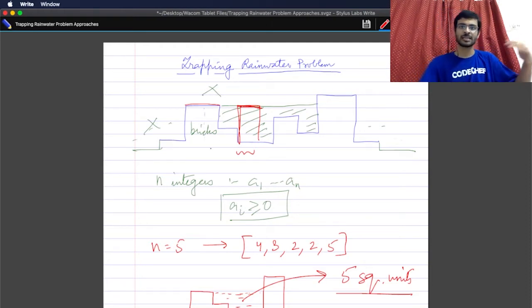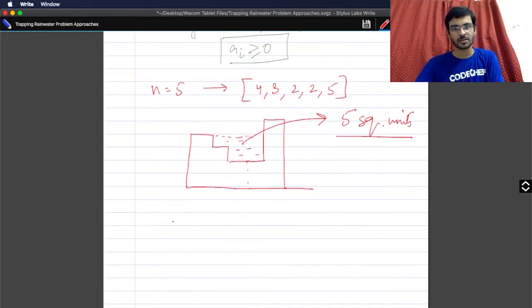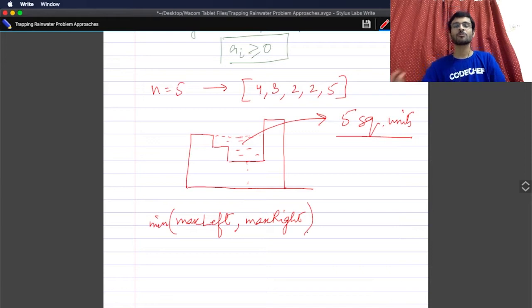Using that approach, let us find out what is the maximum that any of my bricks to my left holds, and what is the maximum that any of my bricks to my right holds. Suppose max left is the maximum height to my left, and max right is the maximum to my right. If I take the minimum of max left and max right, that minimum will tell me the maximum height I can keep.